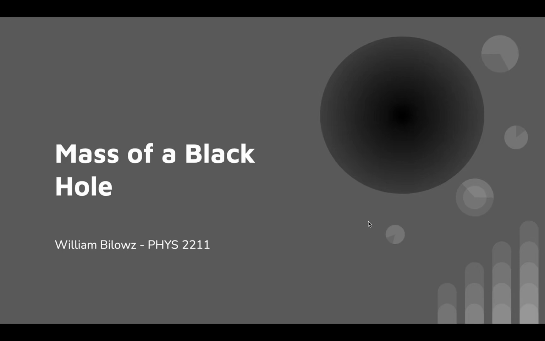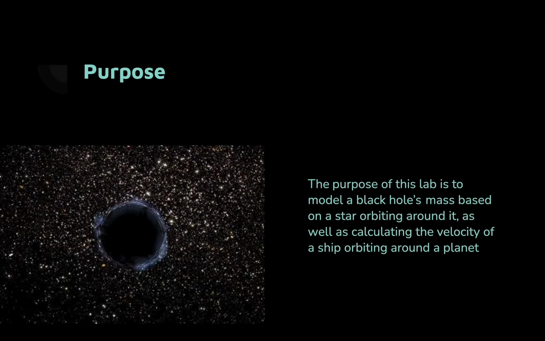This is Physics 1, and I will be doing Lab 3, Mass of a Black Hole. So the purpose of this lab is to model a black hole's mass based on a star orbiting around it, and we are also calculating the velocity of a ship orbiting around a planet and seeing if we are successfully able to orbit around both a planet and the moon around it.